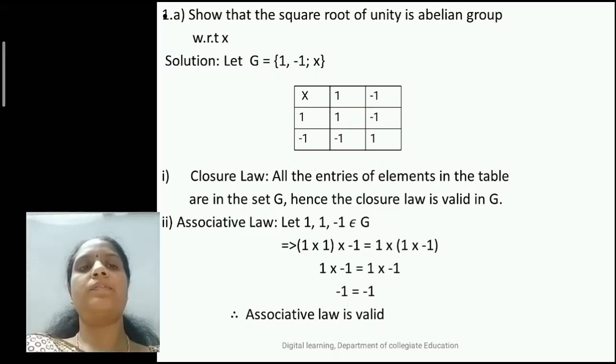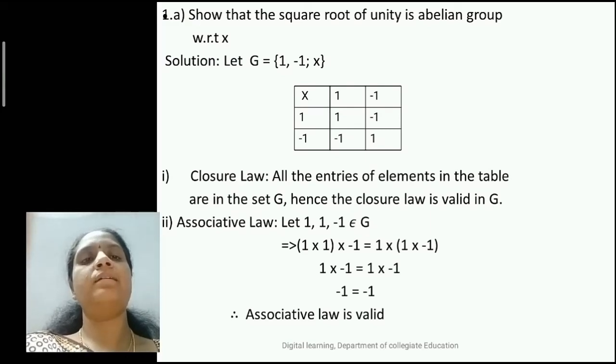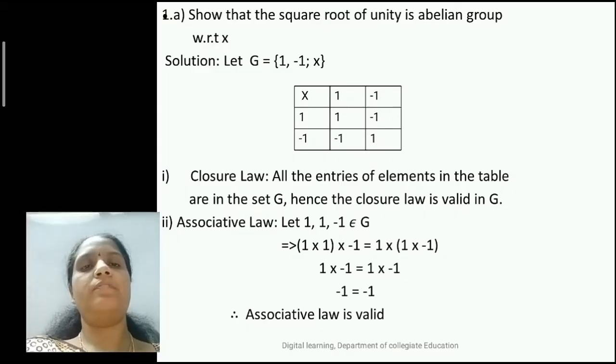All the entries of the elements in the table are in the set G, hence the closure law is verified. So whatever elements we got after the operation of multiplication are within the elements of the group. That is, 1 and -1, -1 and 1, what we got is there in the set G. Therefore, closure law is verified.